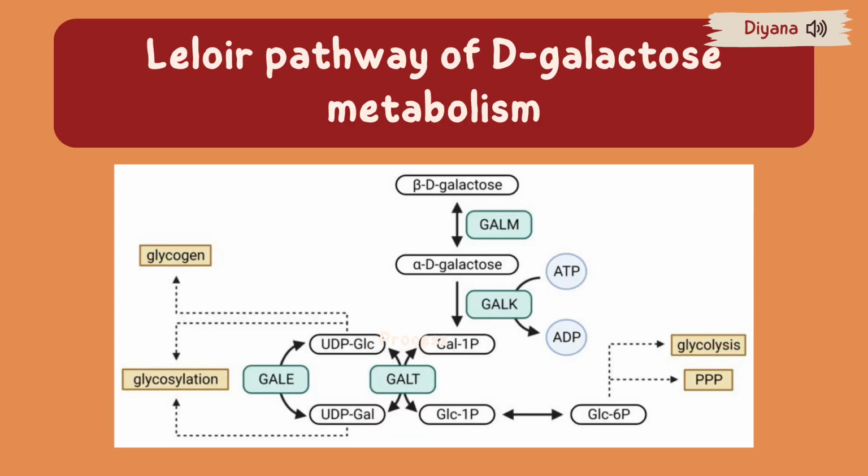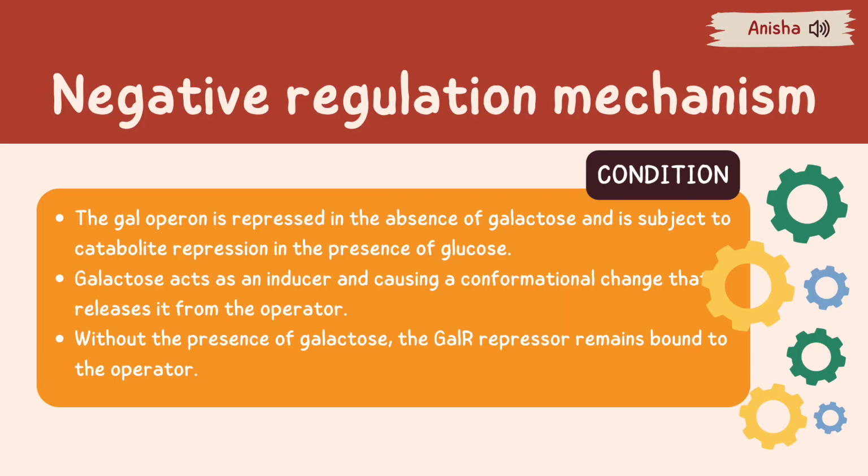These enzymes encoded by the structural genes help channel galactose into the Leloir pathway, which is the primary metabolic pathway for galactose utilization in bacteria. Next, let's look at the negative regulation mechanism of the gal operon. Before that, let's examine the condition. The repression of the gal operon happens in the absence of galactose, and it is subject to catabolite repression in the presence of glucose.